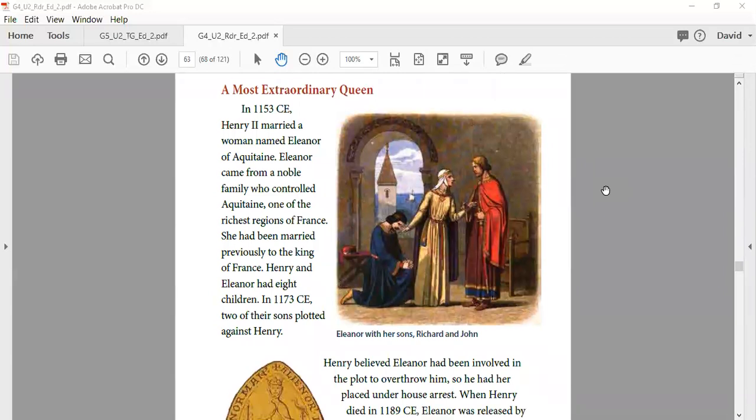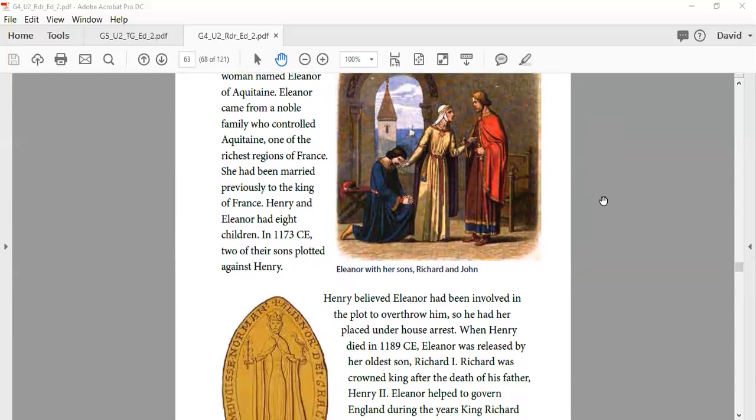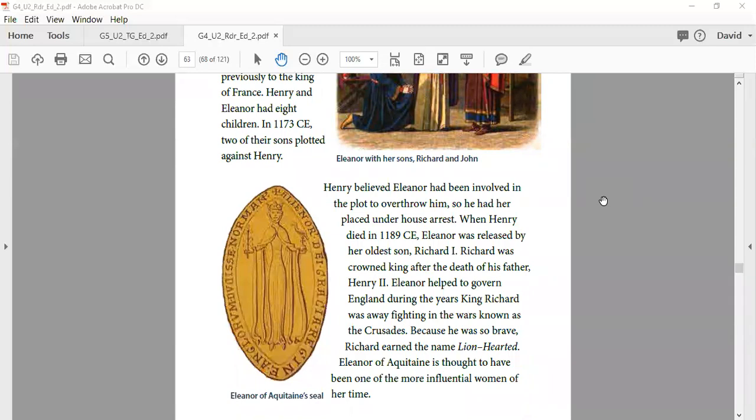A most extraordinary queen. In 1153, Henry II married a woman named Eleanor of Aquitaine. Eleanor came from a noble family who controlled Aquitaine, one of the richest regions of France. She had been married previously to the King of France. Henry and Eleanor had 8 children. In 1173, 2 of their sons plotted against Henry. Henry believed Eleanor had been involved in the plot to overthrow him, so he had her placed under house arrest.